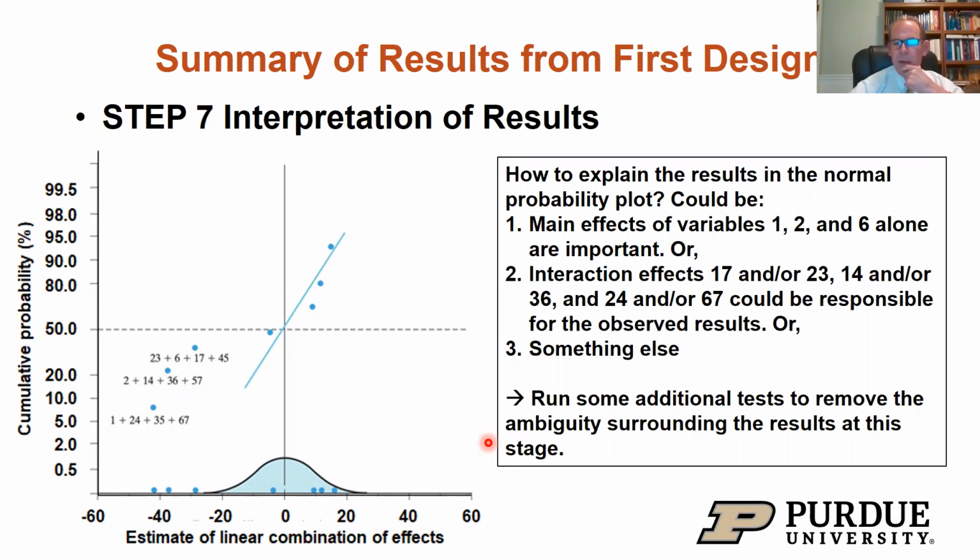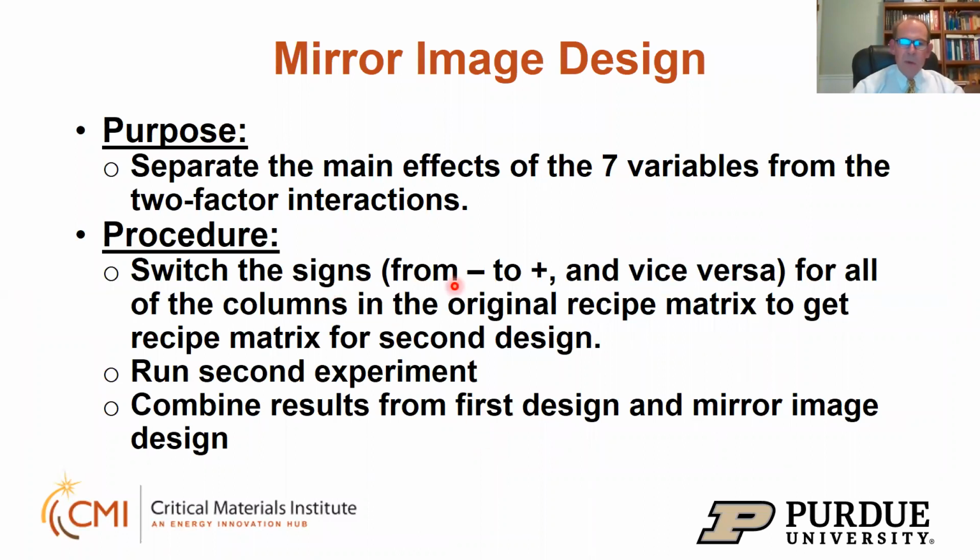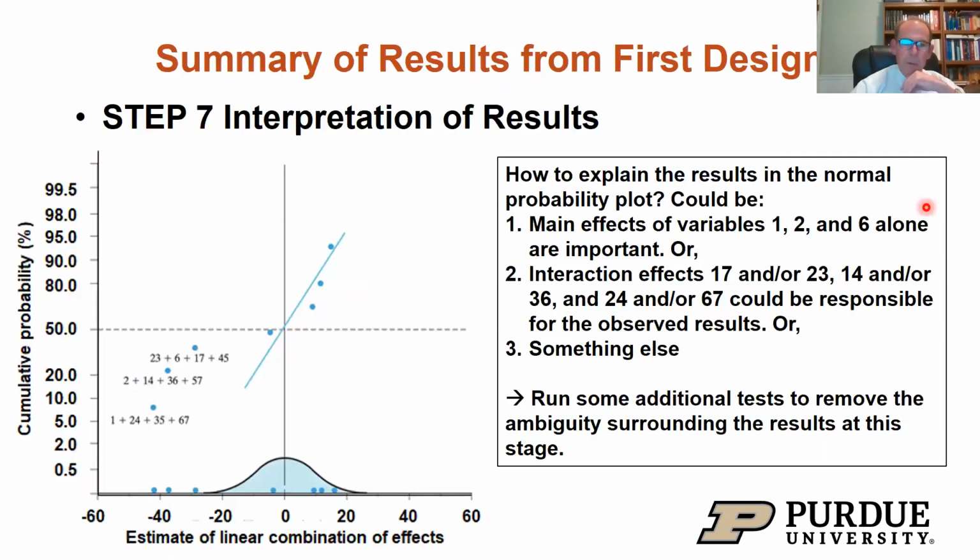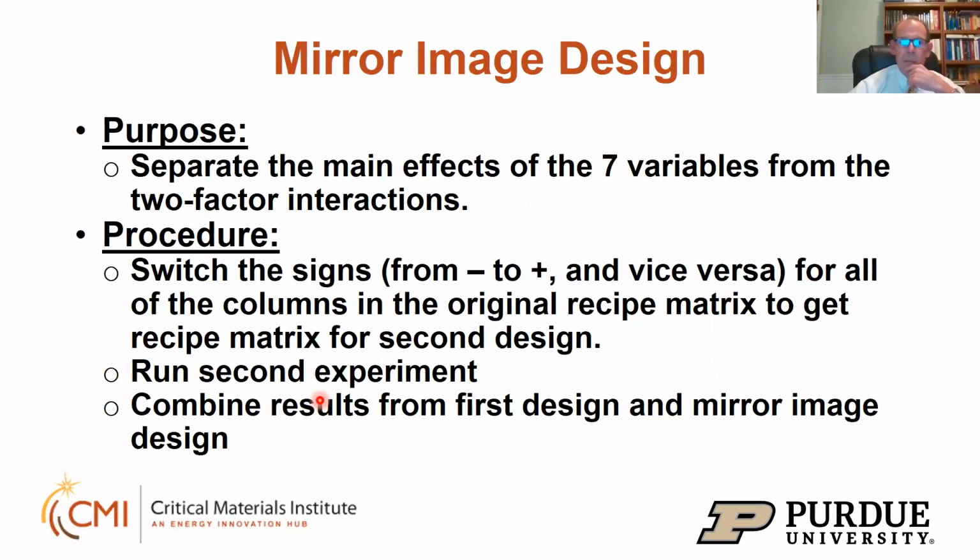So what we can do is run a few additional tests or one additional experiment to try to resolve some of this ambiguity. So what we're going to do is conduct, in this case, a mirror image design. There's other strategies that you could pursue. For example, if you felt like some of these things were showing up because of the importance of variable 1, then you could consider a fold-over design that unconfounds variable 1, 1,4, and 1,7. But in this case, mirror image design is a great way to try to separate out main effects from two-factor interactions. And we're going to talk about how to do that.